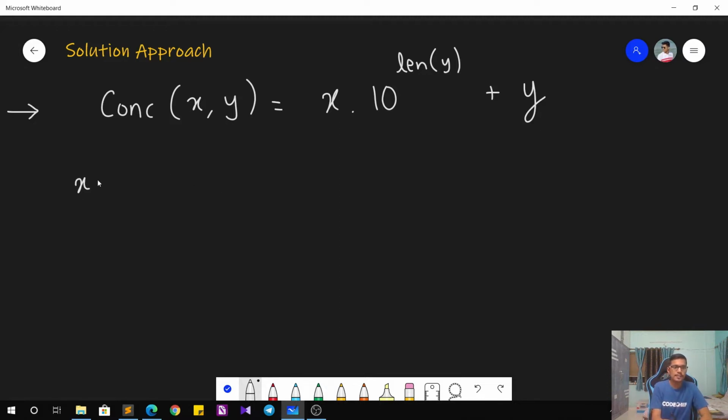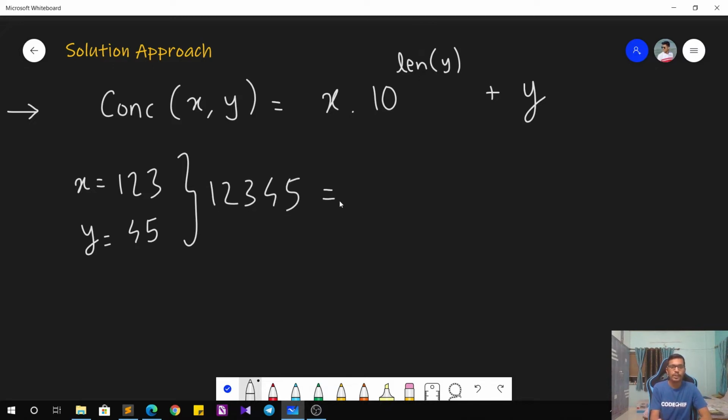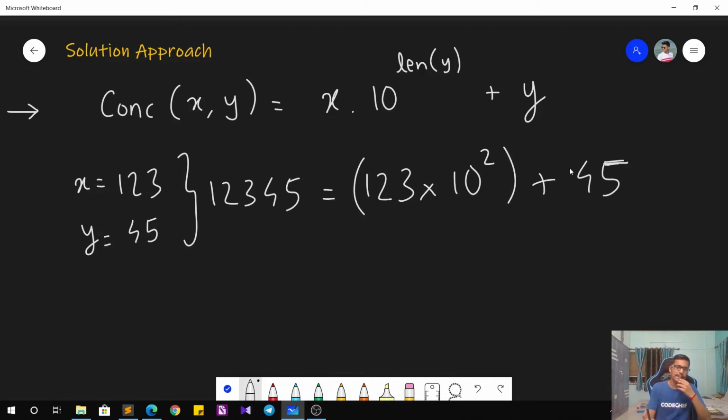Let's say x is 123, and y is another number, 45. On concatenating, we would get the number 12345. But you can see that the same can be represented as 123 times 10 to the power 2, that is 100, plus the number y, which was 45. Pretty basic stuff. Basically, whatever is the length of the second number y is present over here in the power of 10. In this manner we can represent the concatenation in terms of mathematical numbers.